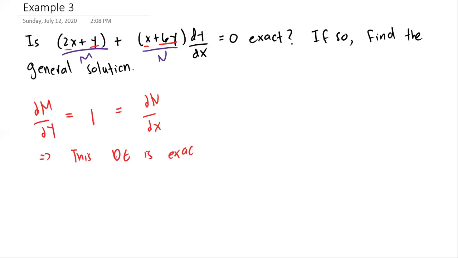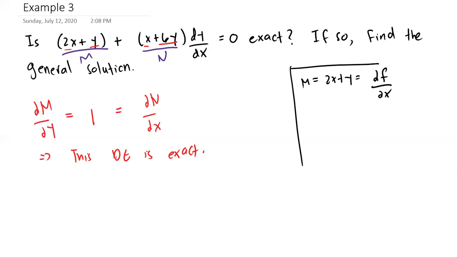Meaning that we can go ahead and go through all that work we did in the previous video to find the function f(x,y). And how do we do that? We use the assumption of what it means for a differential equation to be exact. It means that M, which in this case is 2x + y, is the partial derivative of our function, which we're trying to find, with respect to x, and N, which in this case is x + 6y, is the partial derivative of our function with respect to y. So we use those assumptions and follow the same process as before.